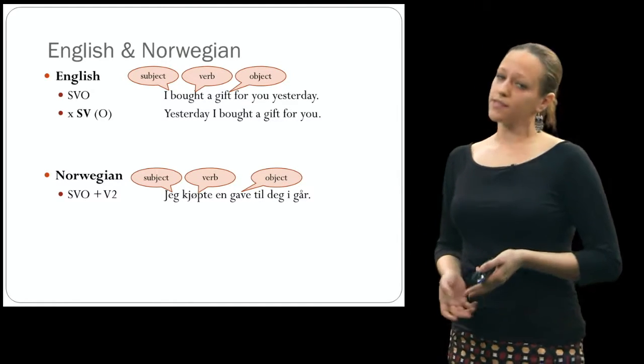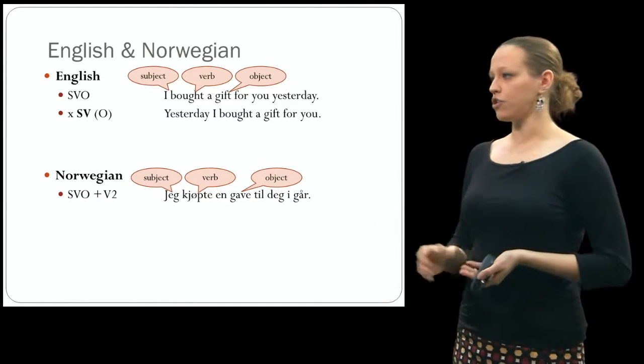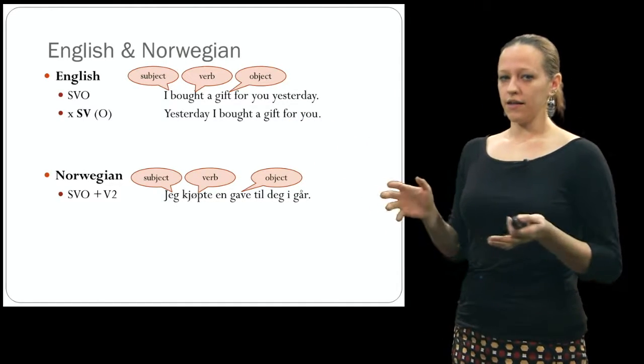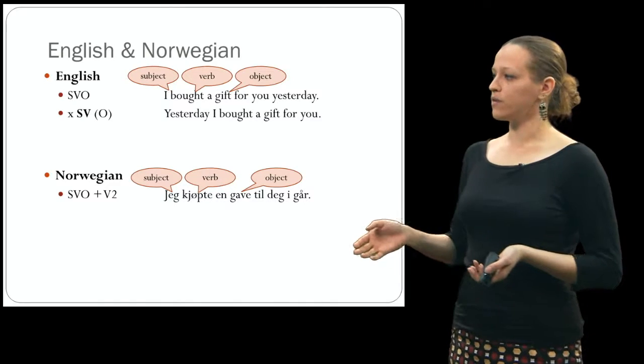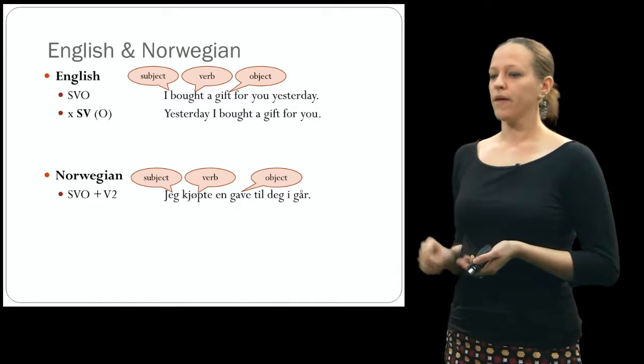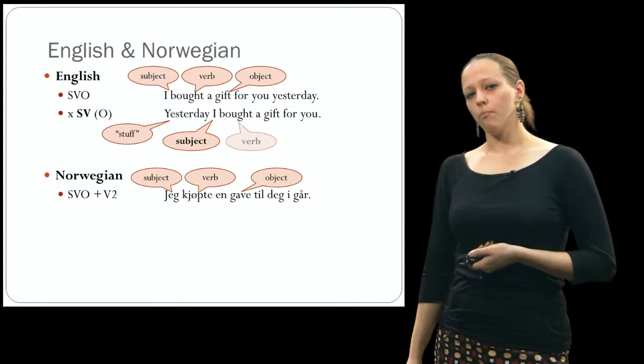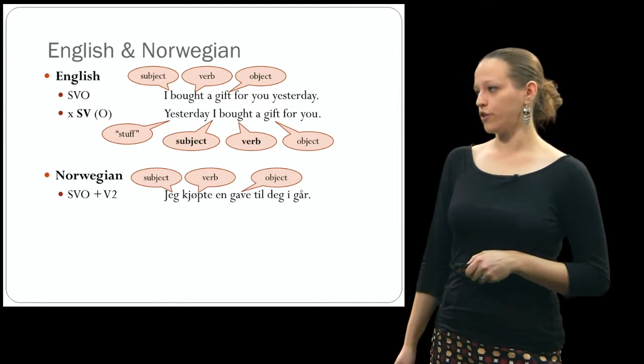If we put something in the front of the subject in English, some X, some stuff in the front, the word order stays the same. It will still be SVO. Yesterday, that's the stuff. And I, the subject, bought, verb, a gift for you.